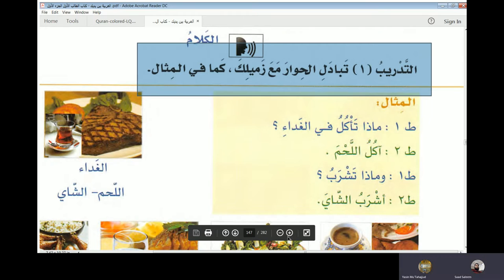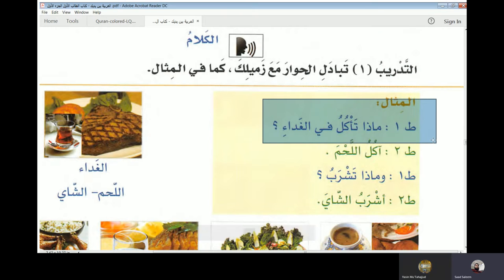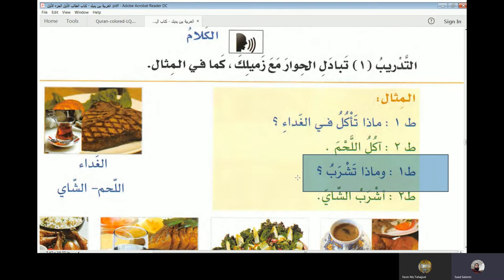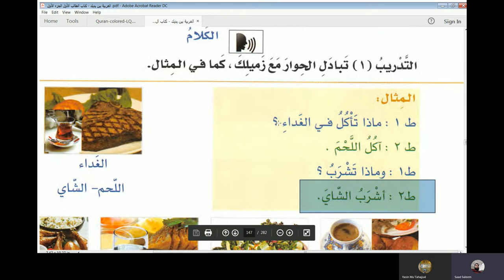Exchange dialogue with colleagues like in the example. Then we have the first example. First student: ماذا تأكل في الغداء؟ What do you eat at lunch? According to the picture, the second student will answer. Second student: آكل اللحم. I eat meat. وماذا تشرب؟ And what do you drink? أشرب الشاي. I drink tea.